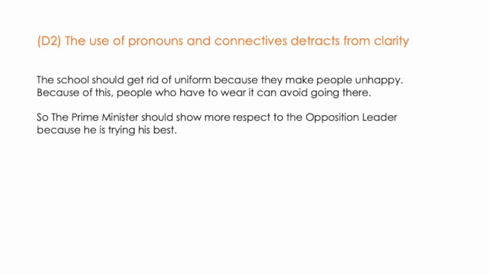If we read on this example, the Prime Minister should show more respect to the opposition leader because he is trying his best. There's an issue here when we use the word he. Are we referring to the opposition leader or are we referring to the Prime Minister? So we have to be really careful in how we construct sentences to make sure that our pronouns are always really clearly linked to the noun that we're talking about.